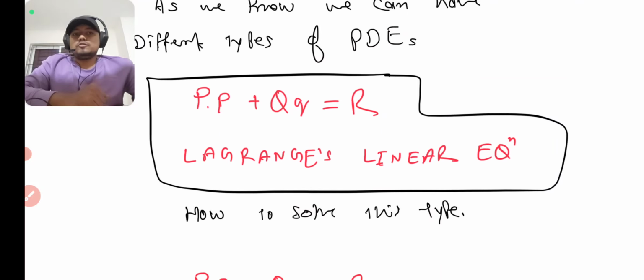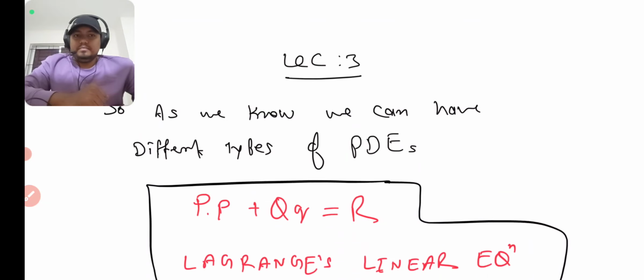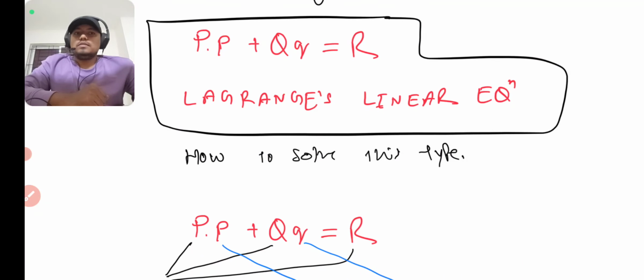So in lecture 3 we are going to start with one of the types, and as we know we can have different types of PDEs. I'm starting with Lagrange's linear equation. You remember when we were solving ODEs, there also we had the Bernoulli equation, Leibniz equation, some special forms: linear, non-linear, and so on.